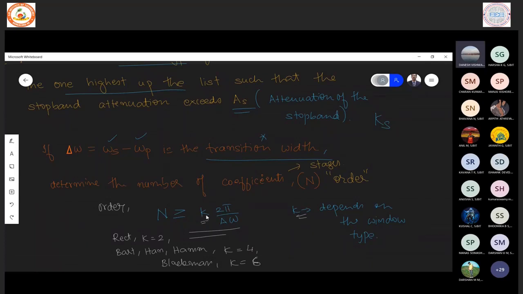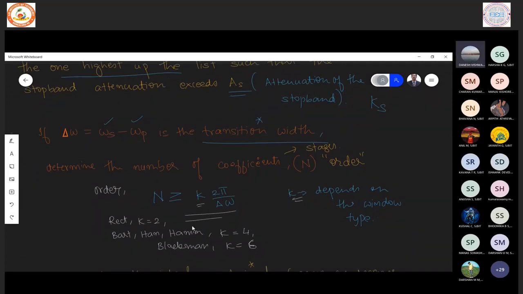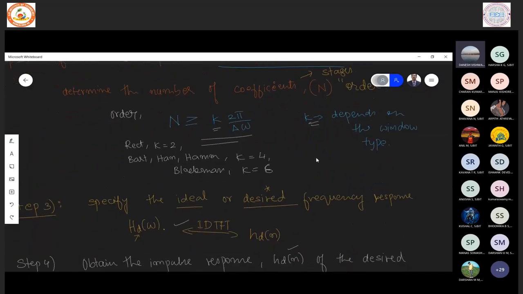See, why k? Because for different window functions we have different values. So generally we write it as k. K is equal to 2 for rectangular, Bartlett and Hamming have K 4 and Blackman has K value 6. So don't worry, you can remember 4 pi by n, 8 pi by n and 12 pi by n very easily. So from that you can calculate n. Okay, so order is also found.